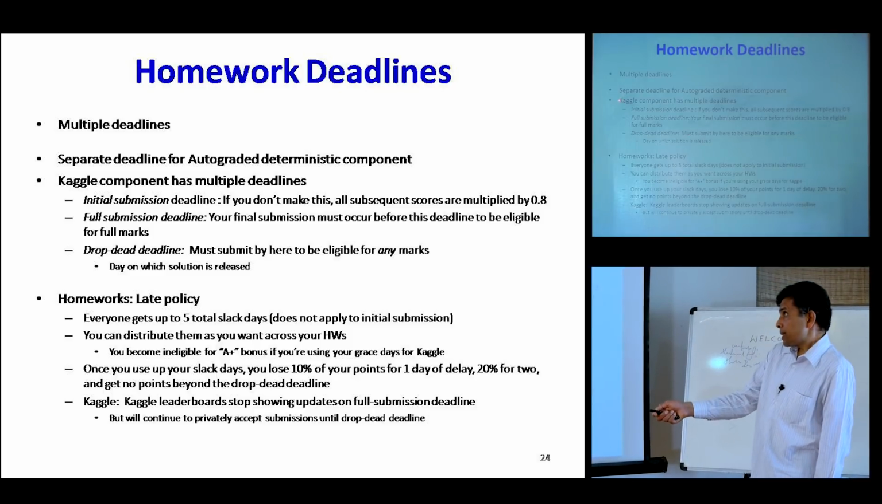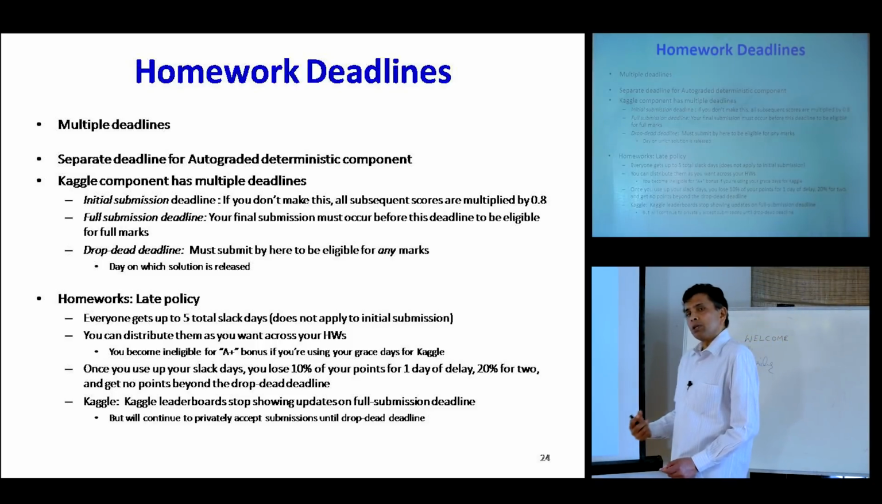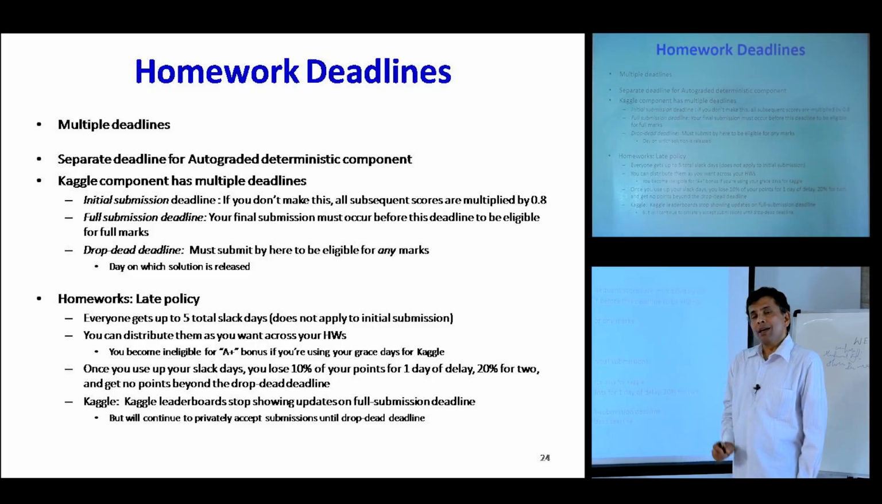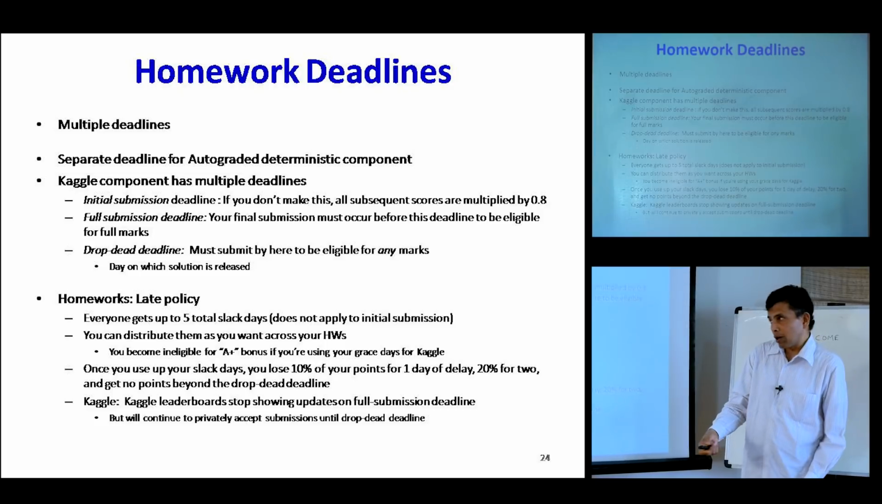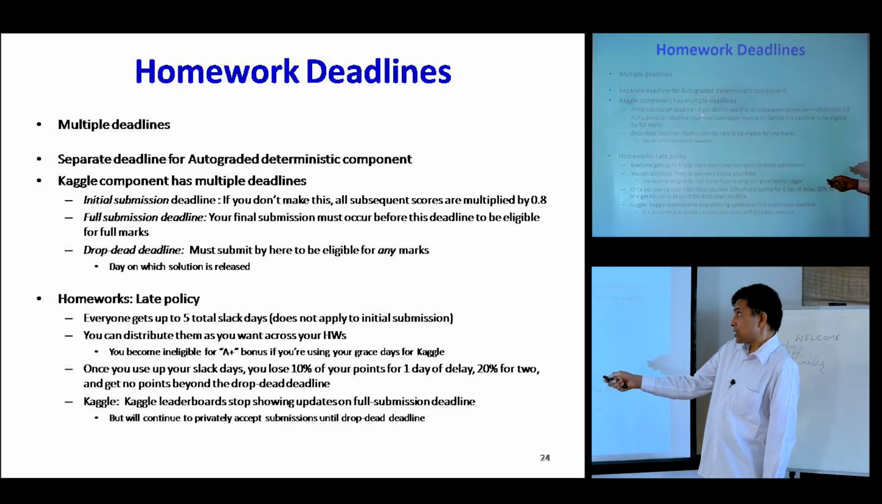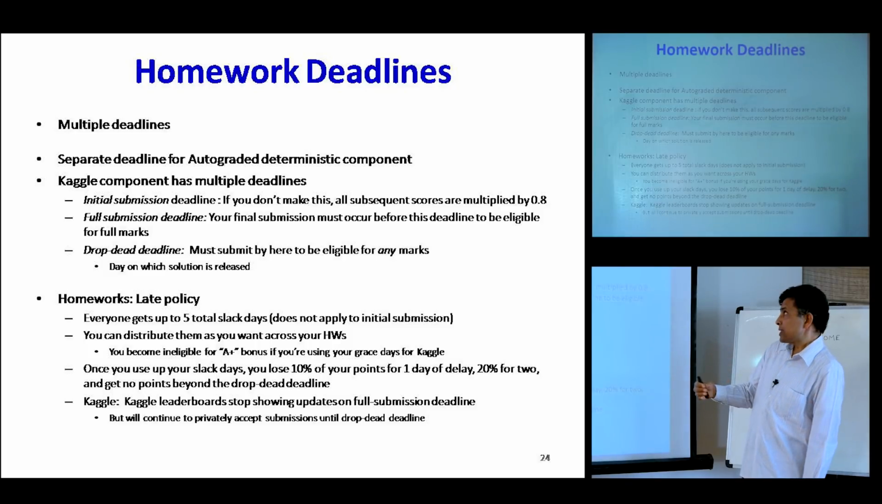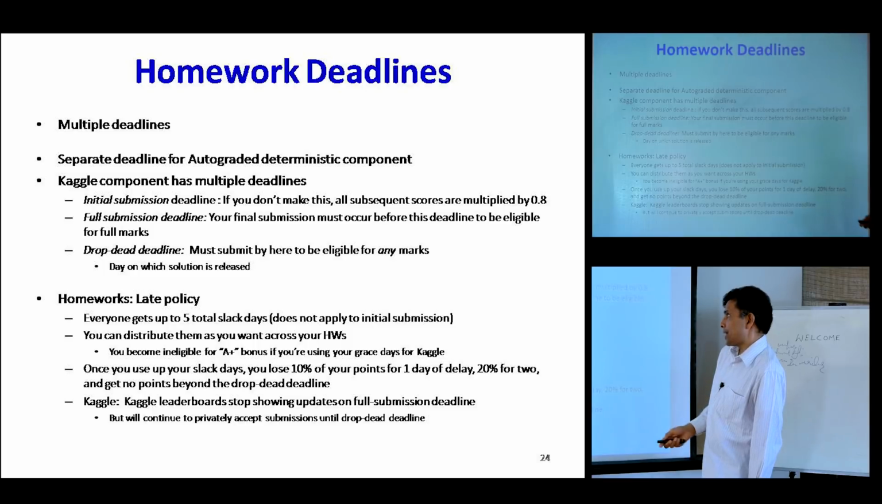So there will be an initial submission deadline. Now, this is Kaggle. You can keep submitting your solutions repeatedly. We expect your first submission to happen before the initial submission deadline. So this way we know that you actually have begun working on it. If you don't make the initial submission deadline, then all subsequent scores for that homework are going to be scaled down by multiplication by 0.8.